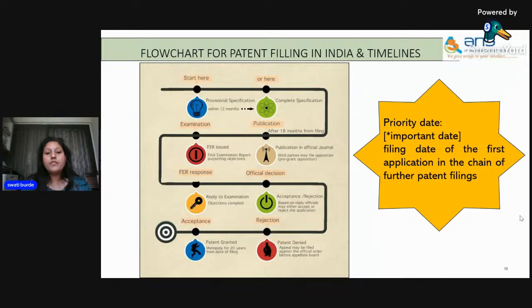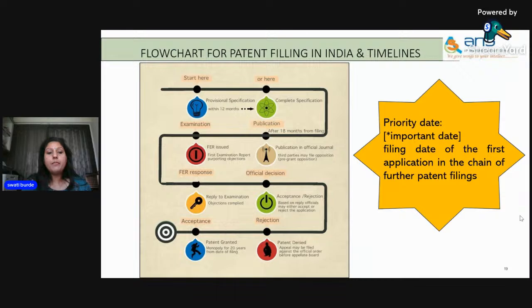Then complete specification, we'll talk about this in detail. After 18 months from the date of filing, it is published. It is published in the official journal of the patent office, and it is open for opposition also, which is called pre-grant opposition. So your opponents can see it, and if they want, they can file an opposition for it.